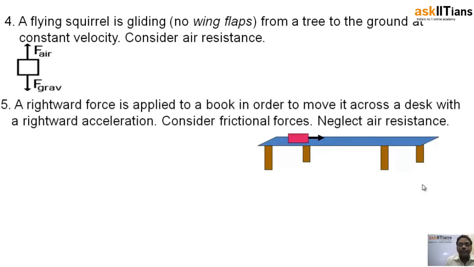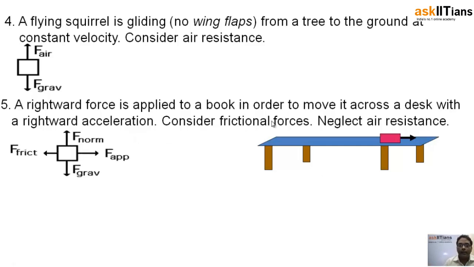Taking it further, if we say that we have a rightward force that is being applied on a book such that it moves across with a rightward acceleration, you can see that this is mentioning rightward acceleration. That means there is some amount of net force. So even though you consider frictional forces, the net force is going to be more than the friction force. As a result of this, the object moves.